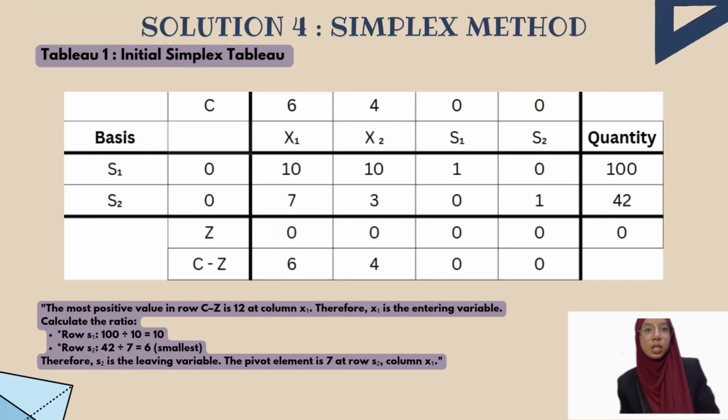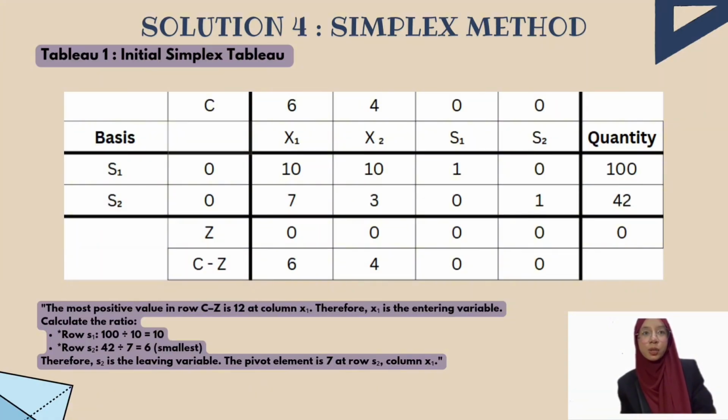So now this is the initial simplex table. At the top, we have the coefficients of the objective function, which are 6 for x1 and 4 for x2. The basis variables are s1 and s2, since they are part of the initial solution. The quantity column shows the available resources, which are 142. Next, we look at the C minus Z row, which helps us determine the entering variable. From the table, the values are 6 for x1, 4 for x2. Since 6 is the largest positive value, x1 is chosen as the entering variable.